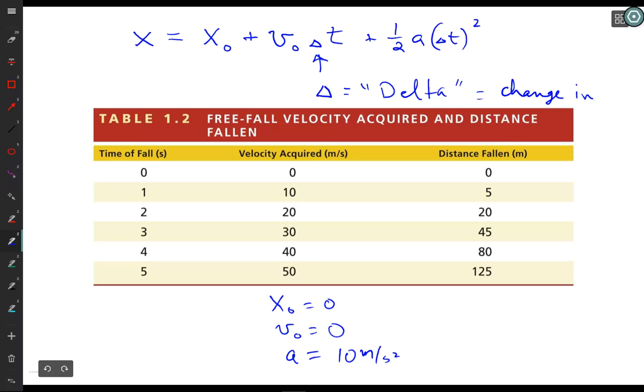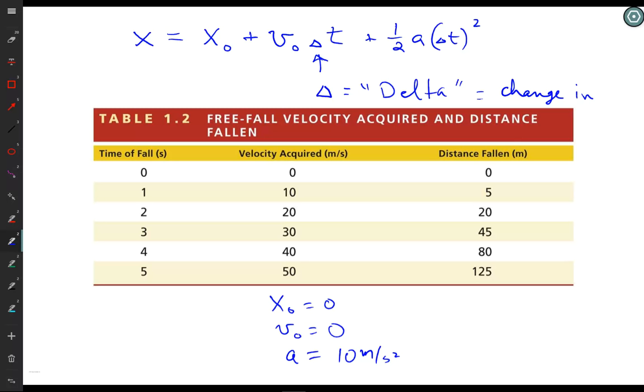And so for the distance, since the x0 is 0 and the v0 is 0, we can ignore those first two. And it's just 1/2 the acceleration multiplied by time squared. So if the acceleration is 10 meters per second squared, 1/2 of 10 is 5. And so that final column is 5 multiplied by the time squared.